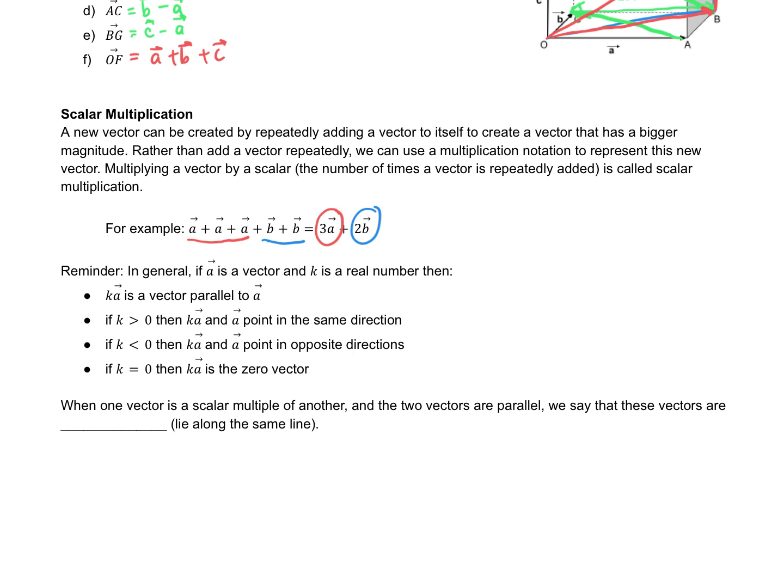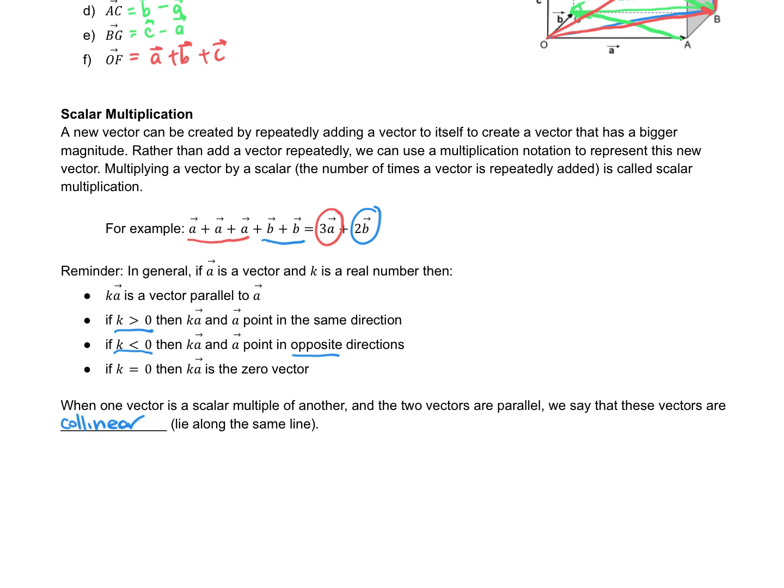And when you multiply a vector by a scalar, it will change the magnitude of the vector, and this new vector will be parallel, and it could go in the same direction if that scalar value is greater than 0, but if it's less than 0, we're now going to go in the opposite direction. Okay. And when one vector is a scalar multiple of another, and the two vectors are parallel, we call these vectors collinear.